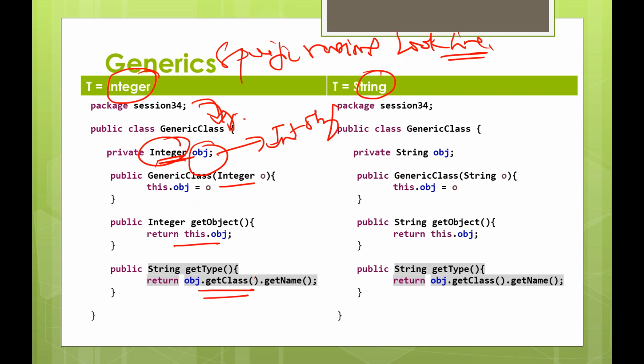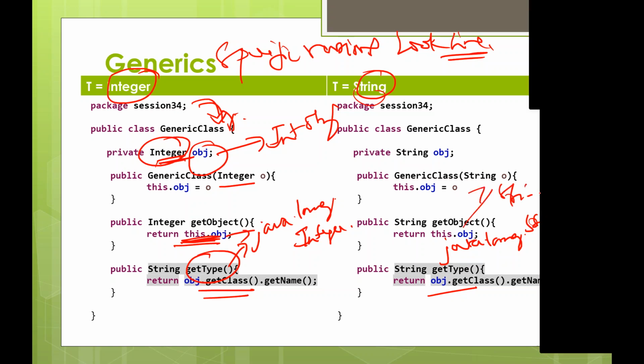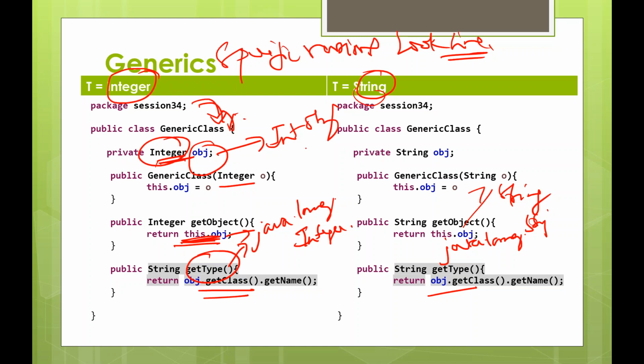So when you try to get the type, you'll get java.lang.Integer. Here, because this is a string, it will get java.lang.String. We get the respective type as the return type for getType, but this object will be referring to an integer, and this object will be referring to a string. But this is just for our understanding.